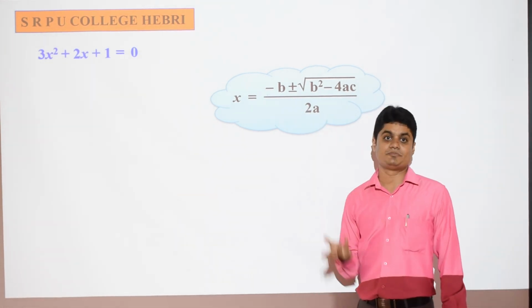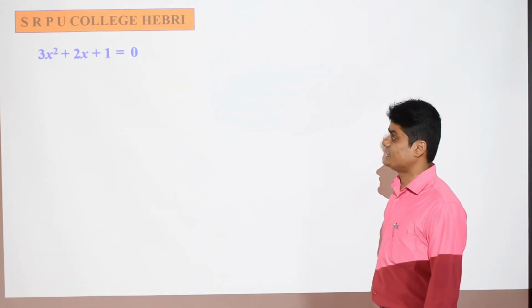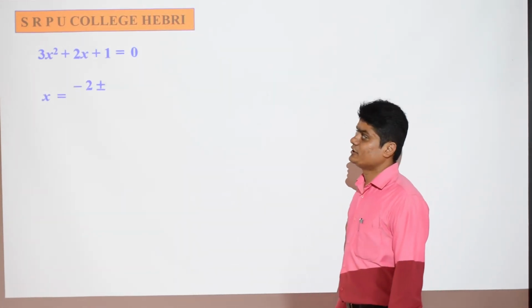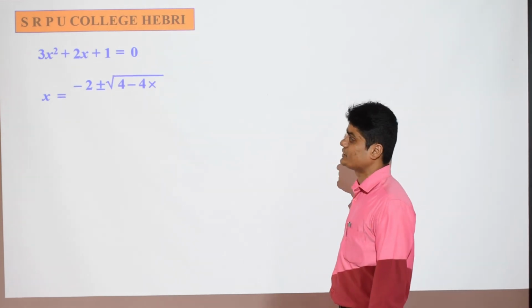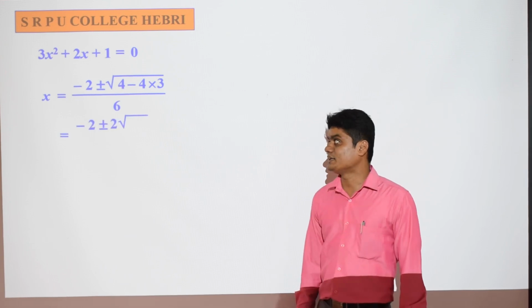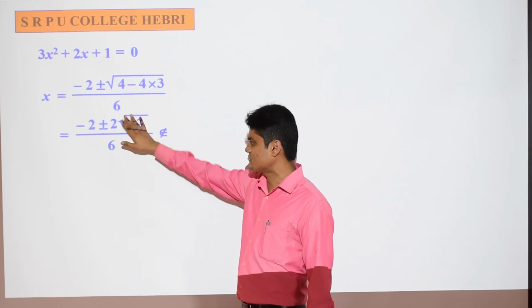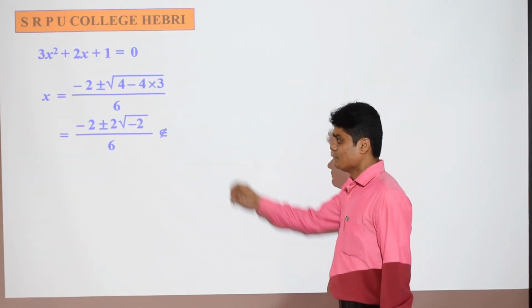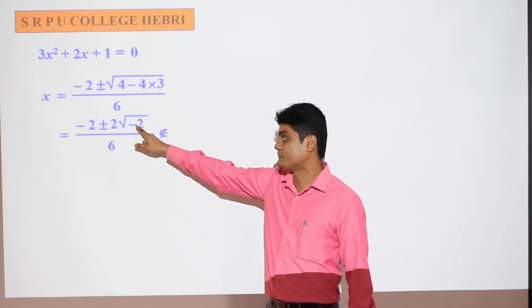I hope you know that formula: minus b plus or minus square root of b square minus 4ac, divided by 2a. So x is equal to minus 2 plus or minus square root of 4 minus 4 into 3 into 1, divided by 6. So minus 2 plus or minus square root of minus 8. Now observe carefully, this minus sign will make a lot of difference here.